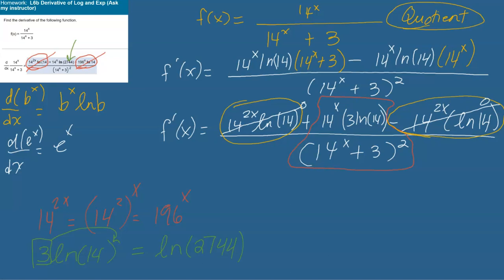Okay, so that is help on my MyMathLab homework L6b, derivative of log. The derivative of b to the x power is b to the x ln of b. And along the way, you have to know some properties of logs and properties of exponents. And that is review. That is your algebra.